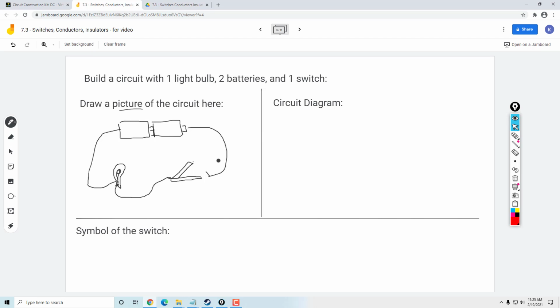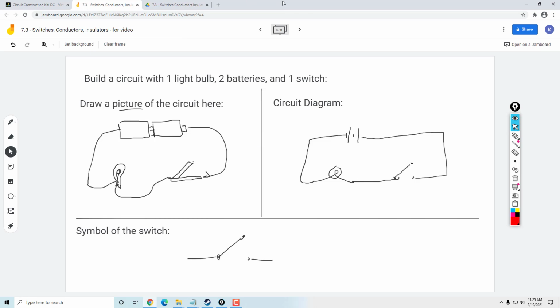That's actually okay. Now, to draw a circuit diagram, the batteries look like this. So here we have 2 batteries. This is the light bulb. The switch looks like this. So that's a switch. So when we connect them together, that's the circuit diagram. The symbol of the switch.